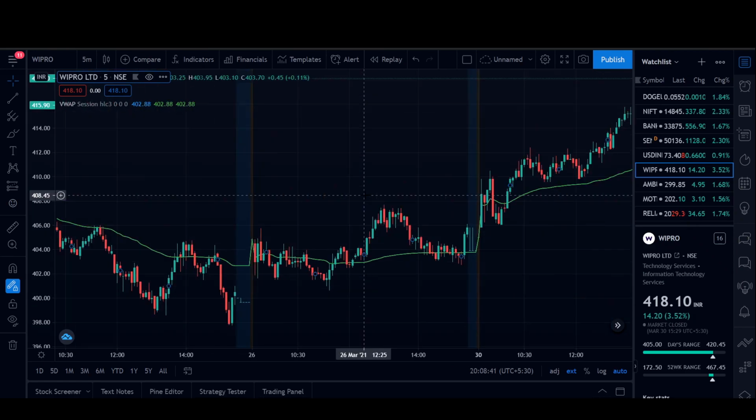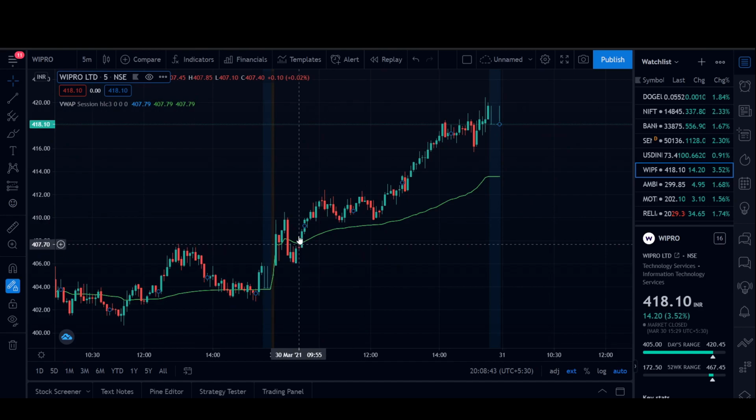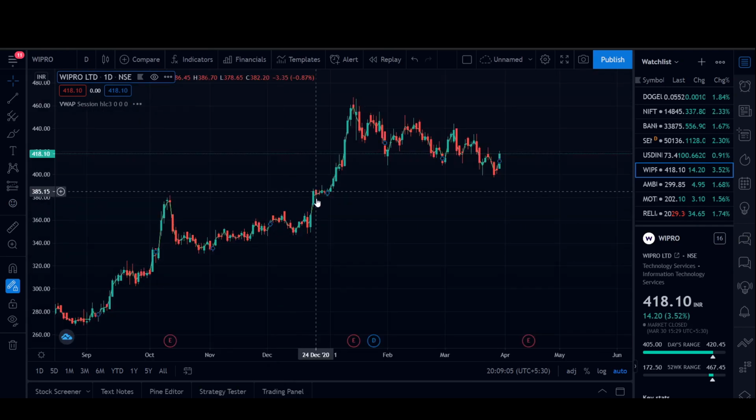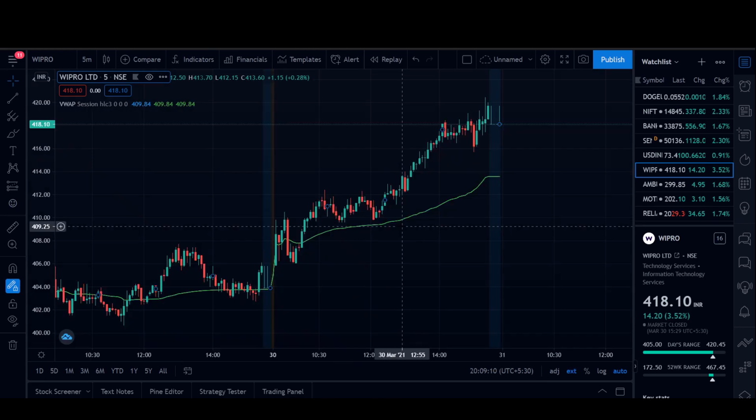I'll give you more examples. Today I have Wipro on the 5 minute time frame. This indicator works best on the 5 minute time frame, though it depends on what time frame you use as an intraday trader. And remember, VWAP is always for and only for intraday trades. If you make it one day, you will see it's a mess. I use VWAP on the 5 minute and take all my intraday trades on 5 minutes. It's the best time frame for this.